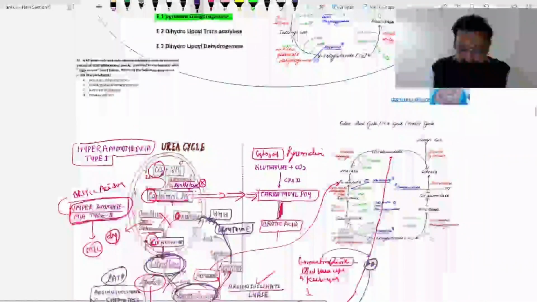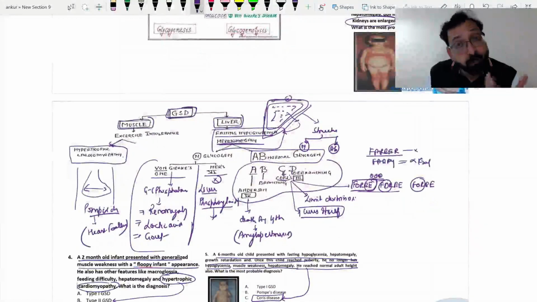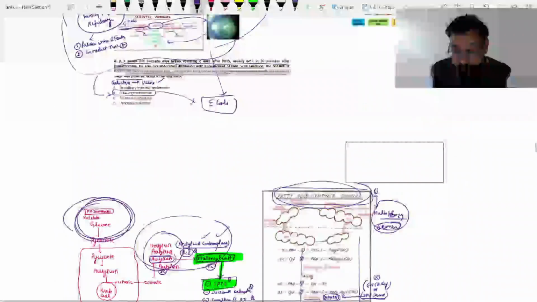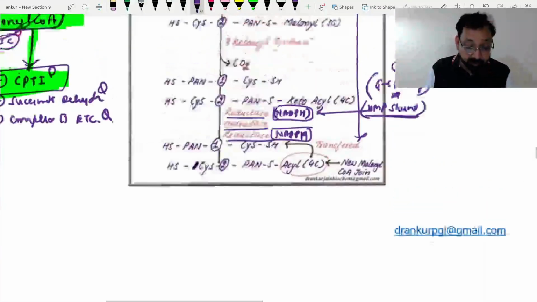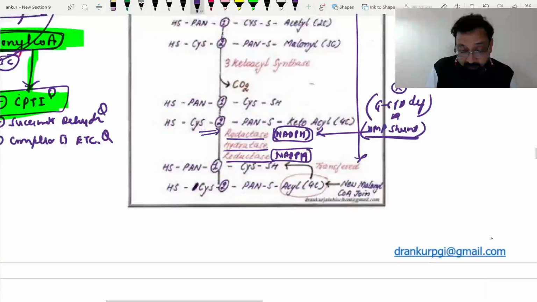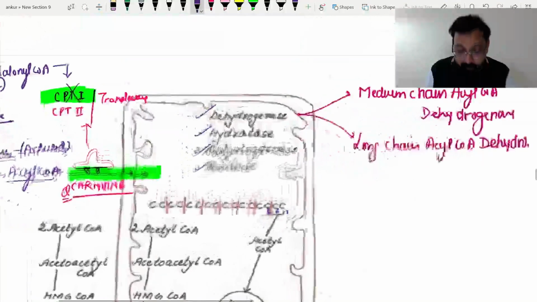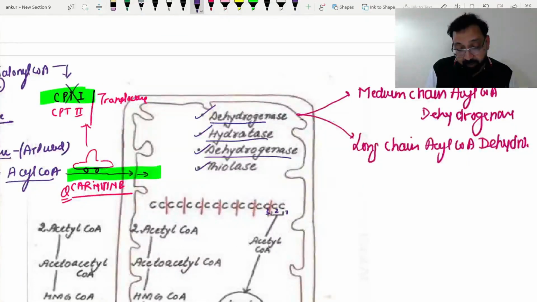Now, fatty acid synthesis and beta oxidation are two opposite pathways, as we know. So their enzymes should be opposite. Although not every time this concept is followed, in fatty acid synthesis, I told you the names of the enzymes are reductase, hydratase, reductase. While the names of the enzymes in beta oxidation are dehydrogenase, hydratase, dehydrogenase.